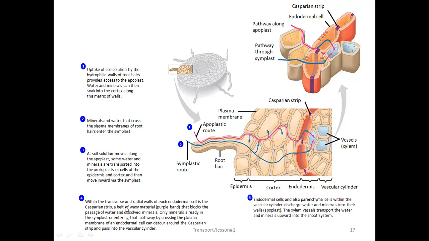Number 4, within the transverse and radial walls of the endodermal cells we have the Casparian strip. ये कहानी, ये बात है. ठीक है, ये नंबर 4 है. This is the Casparian strip. Casparian strips जो है इस बेल्ट, what is it? A belt of waxy material, पर्पल कलर की बेल्ट है, waxy material है, that blocks water and dissolved minerals. Only minerals already in the symplast or entering the pathway by crossing the plasma membrane will pass the Casparian strip, otherwise through the apoplast minerals will not pass.